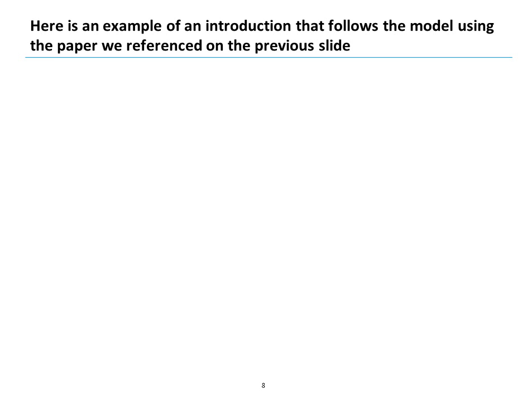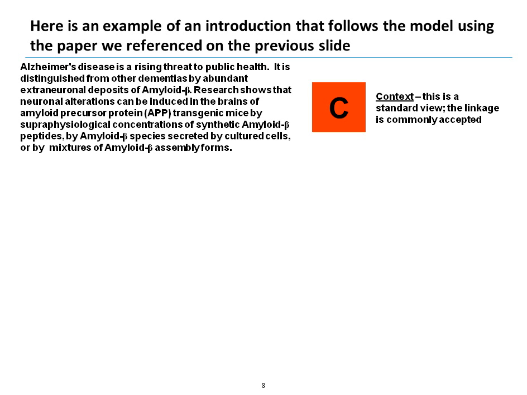So here's an example of an introduction that follows the model using the paper we referenced on the previous slide. First, we have our context, the standard view. Alzheimer's disease is a rising threat to public health. It is distinguished from other dementias by abundant extraneuronal deposits of amyloid beta.